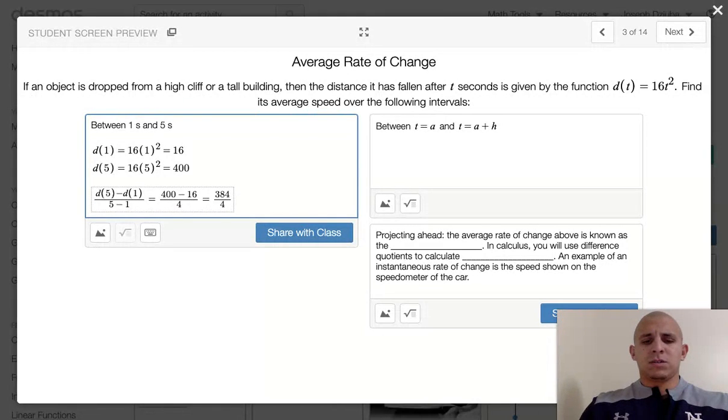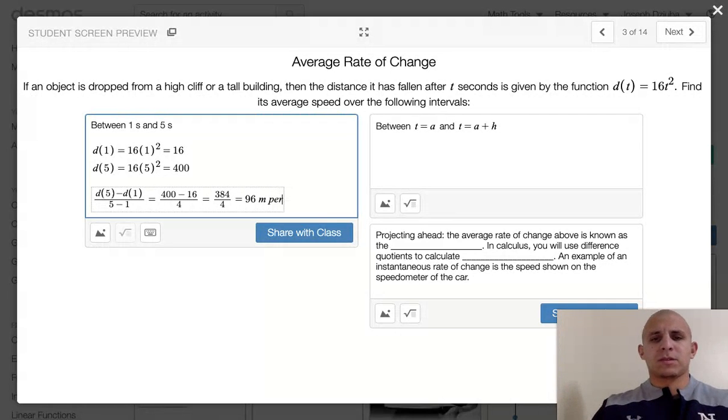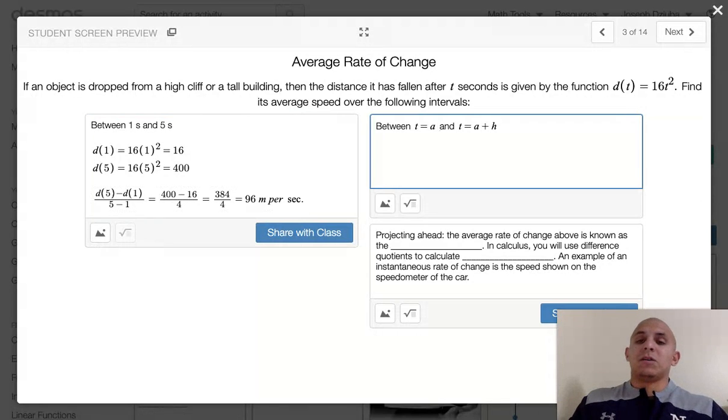Just double check that 25 times 16 was 400. That gives us the value of 96. So over those, like I said, meters per second. Oops, per second. So replicate that process, but now instead of defined numerical values, we're looking at this more abstractly with time being some arbitrary point A, and obviously A plus H representing some arbitrary time later.